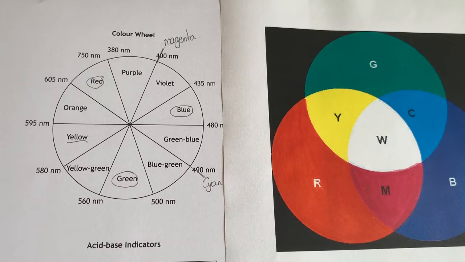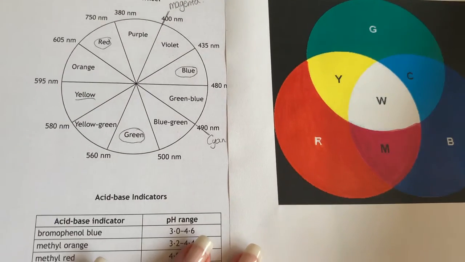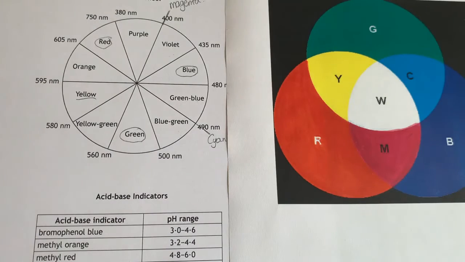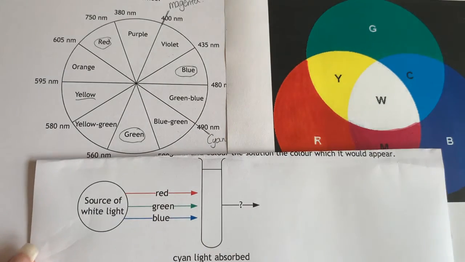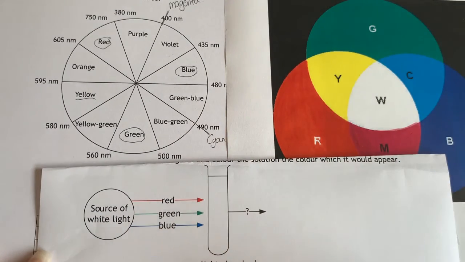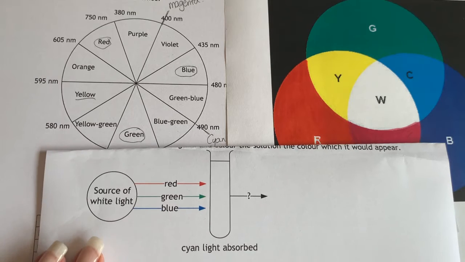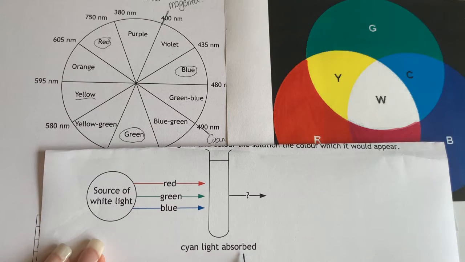So, having a look at the diagrams and having a look at the colours of light that are being absorbed here, I'll just fold this page so we can focus on the question that we're after. What we've got here is our source of white light, and we're shown the three different primary colours. We've got red, green and blue light heading for this test tube. Below the test tube, it's telling us that cyan light has been absorbed.